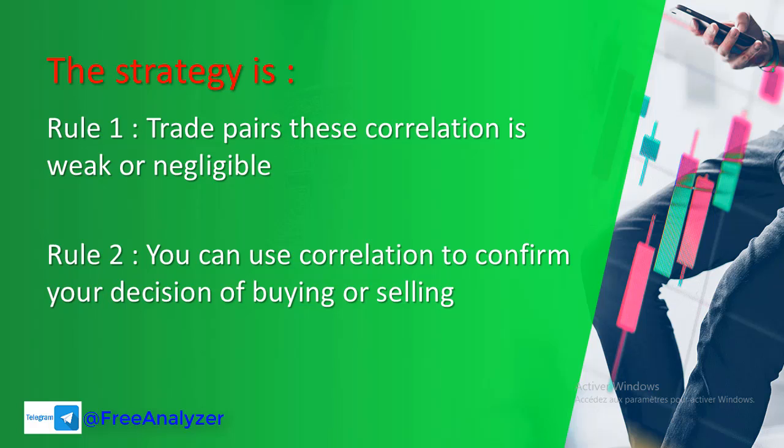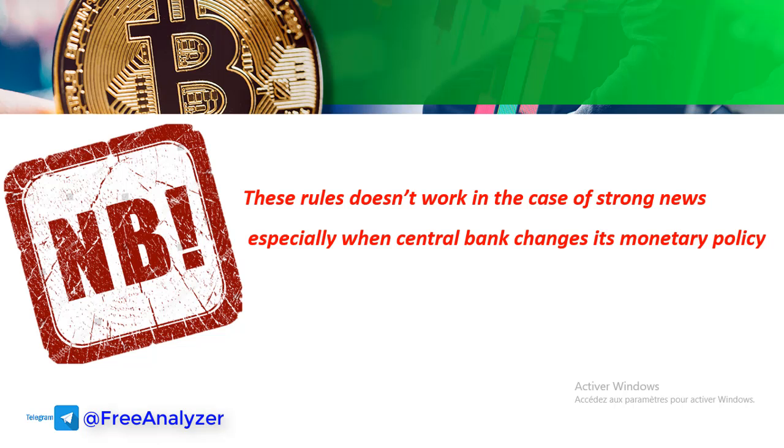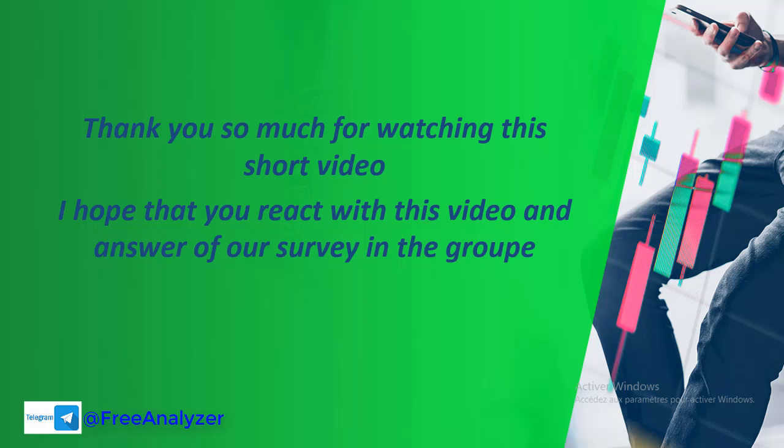For example, I want to take a position in EUR/USD, and we know that the correlation between EUR/USD and GBP/USD is very strong. So if I want to buy EUR/USD, I should have a confirmation that GBP/USD is also a buy. But we have an exception. This rule doesn't work in the case of strong news, especially when a central bank changes its monetary policy.